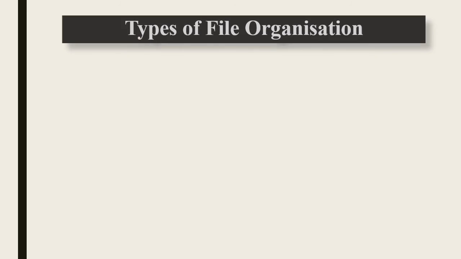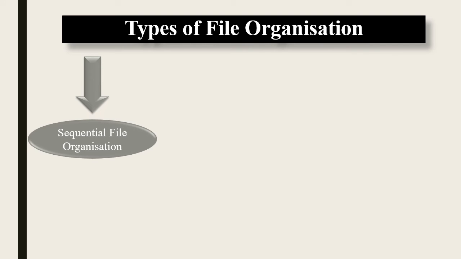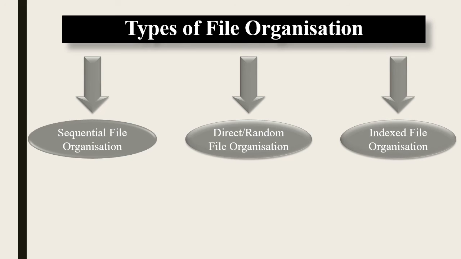Next is types of file organization. There are three types of file organization. First is sequential file organization. Second is direct or random file organization. Third is indexed file organization. So first, sequential file organization.